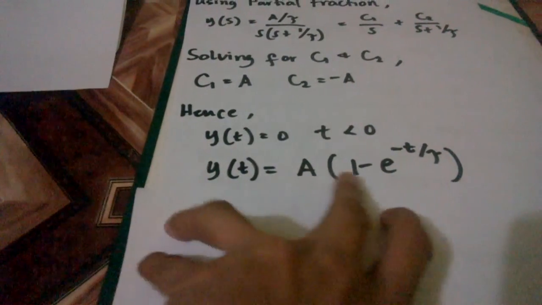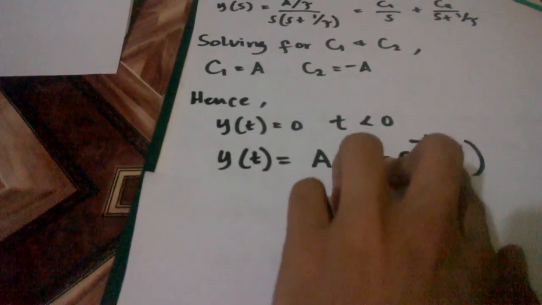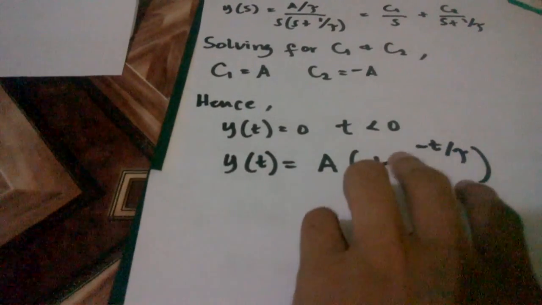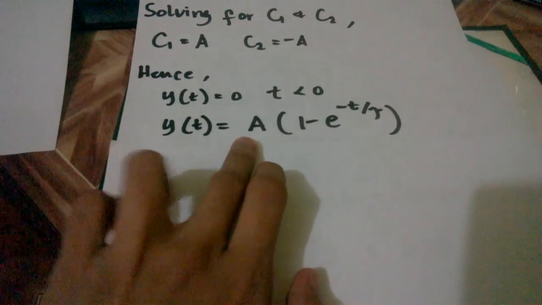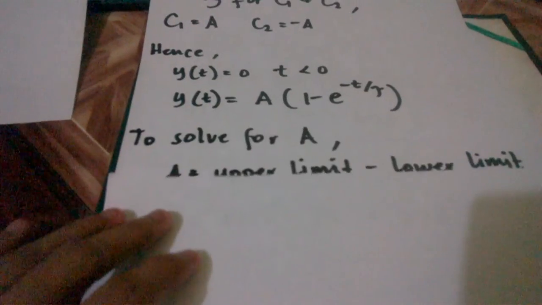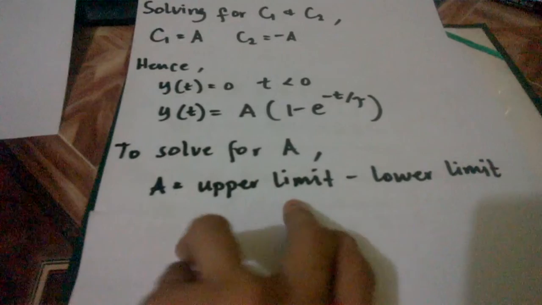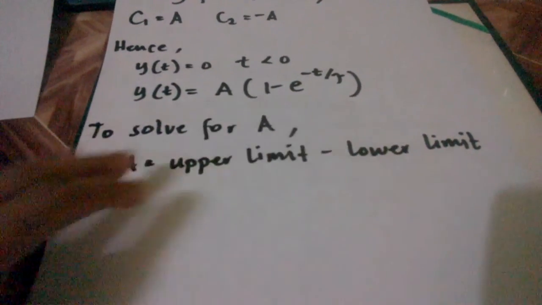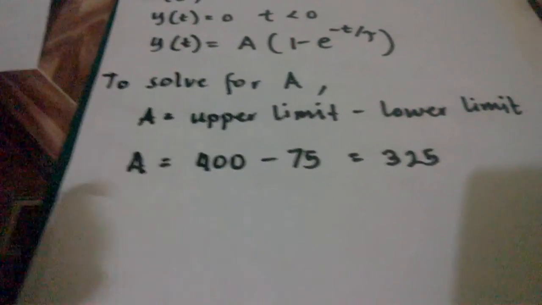This will be our working equation to get our independent estimates for tau, since we are given the temperature at a specific time t in the problem. Solving for A here, A is our magnitude of response. A is just the upper limit minus the lower limit. In the data earlier, our upper limit is 400 and our lower limit is 75. So A here is just 325 degrees Fahrenheit.